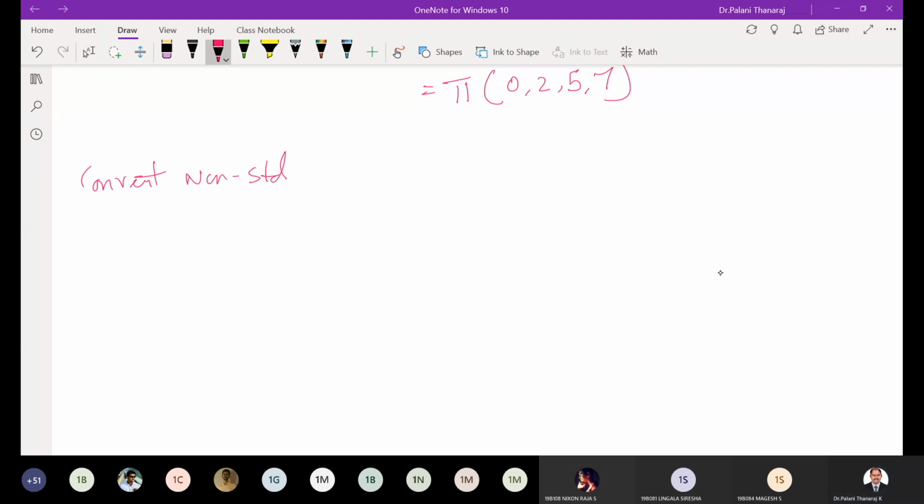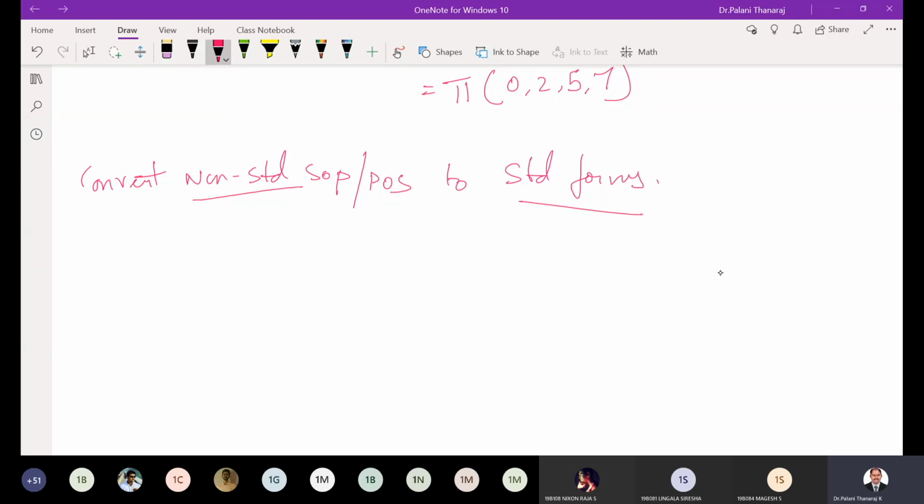Okay, so another common question on SOP and POS is they'll ask you to convert non-standard SOP or POS to standard forms. Okay, this is another common question. Okay, what is the question they'll ask you? Non-standard SOP or POS to a standard form. Okay, so this is our next objective.